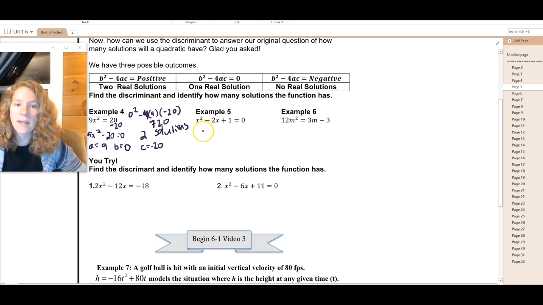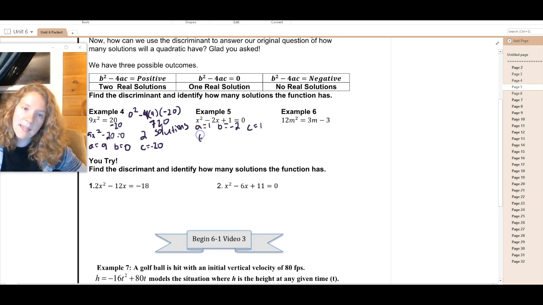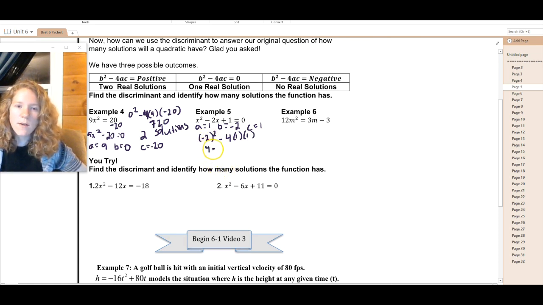That's a positive 720. In this one, my A is equal to 1, my B is equal to negative 2, my C is also equal to 1. So when I plug those in, I get negative B, I get B squared, which is negative 2 squared minus 4 times A times C. Negative 2 squared is 4, minus 4 times 1 is just 4. 4 minus 4 is 0. If my discriminant has a value of 0, then that is one solution, or one real solution.